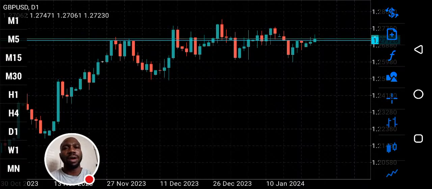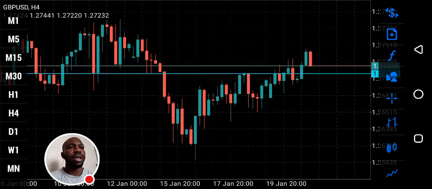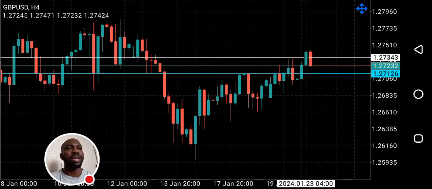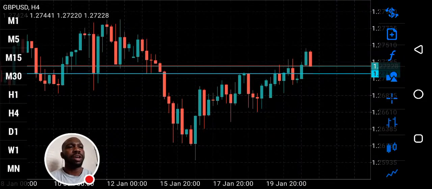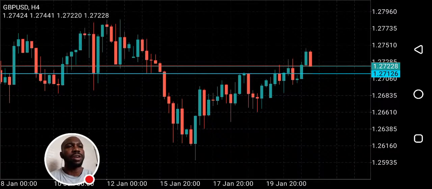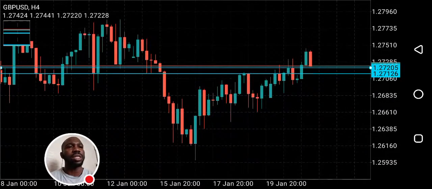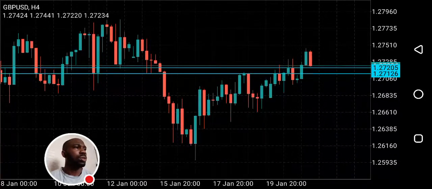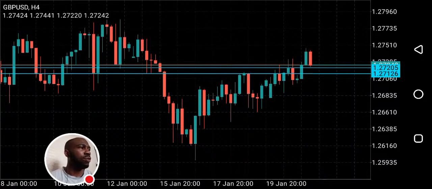So let's go to 4-hour. You can see the 4-hour candle has closed above that resistance level. So I think what is playing out now is a breakout and retest. It's likely price will retest that zone. So if price tests that zone, you can look for a buy opportunity. I hope that is clear. If the resistance turned support is tested, you can look for a buy opportunity. I hope that is clear.